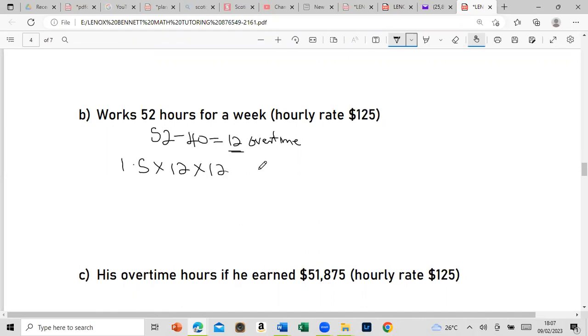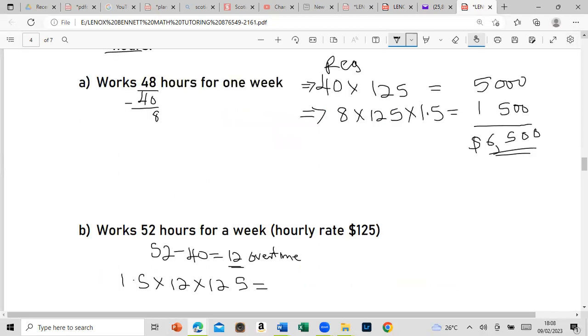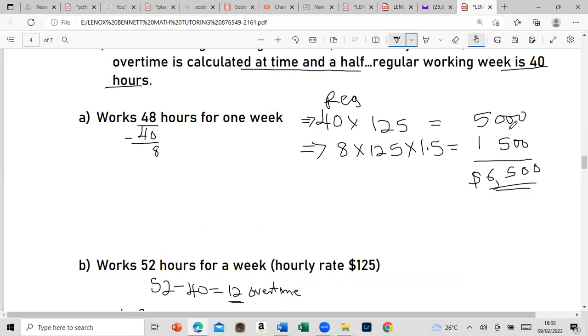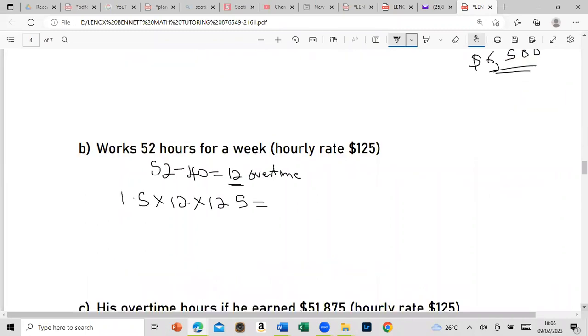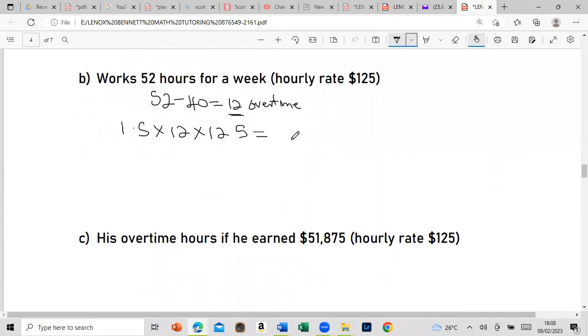Very good. Remember, guys, we already calculated the regular hours up here, and that was 5,000. Everybody remember that? That's how the reasoning part of it comes in, because that's what they look at. So for the regular we already have 5,000. All we have to do is work out the overtime. So what's 1.5 times 12 times 125? What was the total? 2,250.